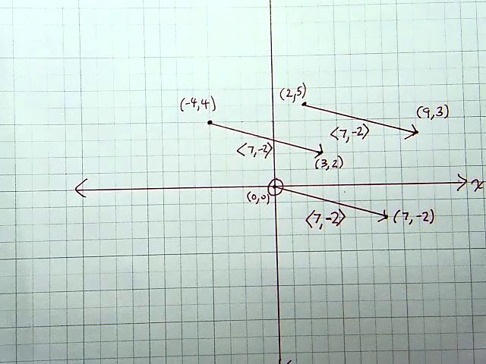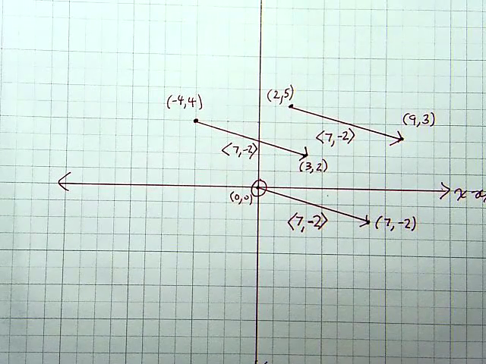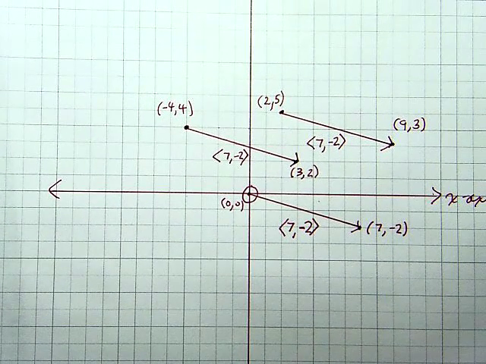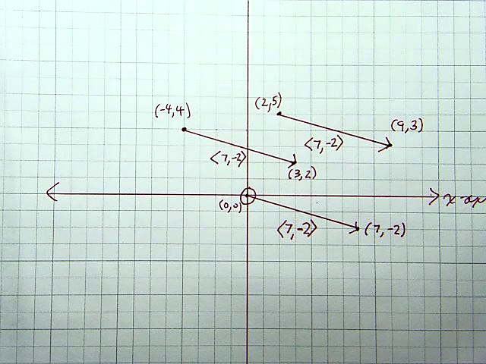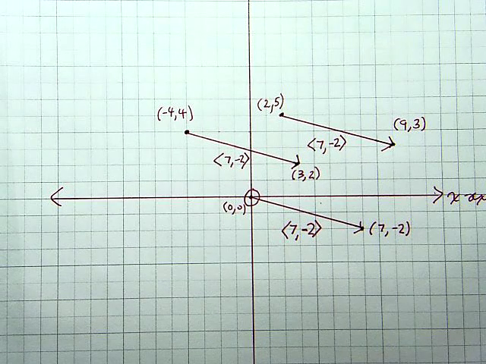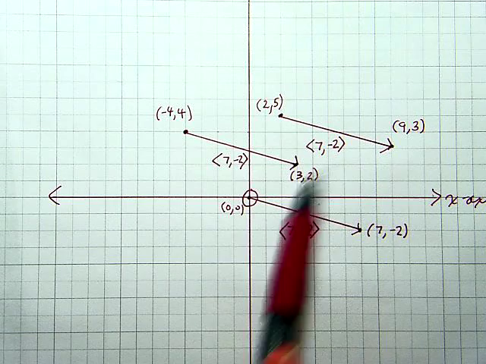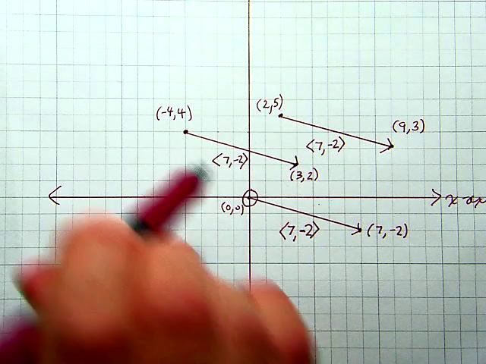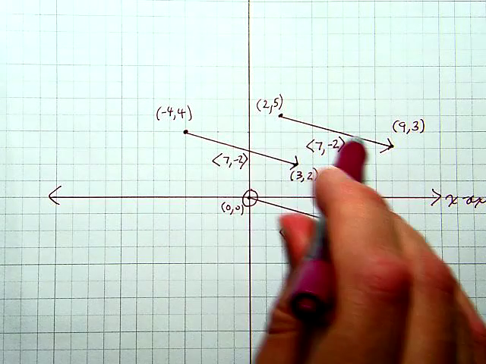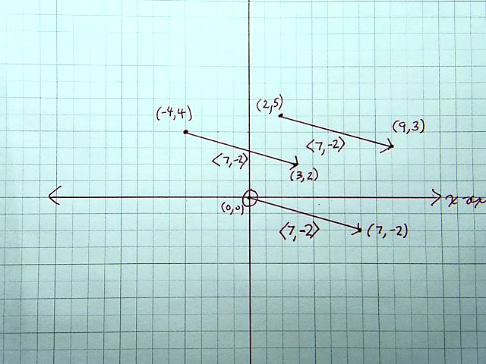We could go on and on like this. We could pick any starting point we want and then make that the tail, move 7 to the right, and move 2 down, and then create the arrowhead. And in all cases, we would end up with an arrow that has the same length as all of these three do, and the same direction. As you can see, they all have the same slope. They're all sloping downward, and they're all parallel to each other.